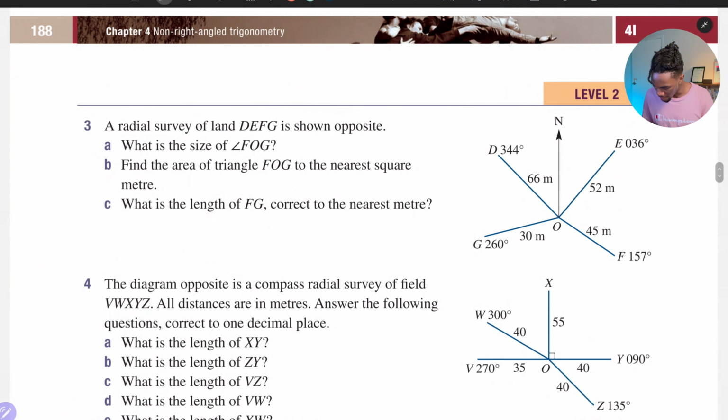What is the size of FOG? FOG, this one here. Again, pretty simple. 260 minus 157. Find the area of this. If we found this angle, we can just use sine rule to calculate the area. And then what is the length of FG? What we're going to use, ice cream cone, we're going to use cosine.